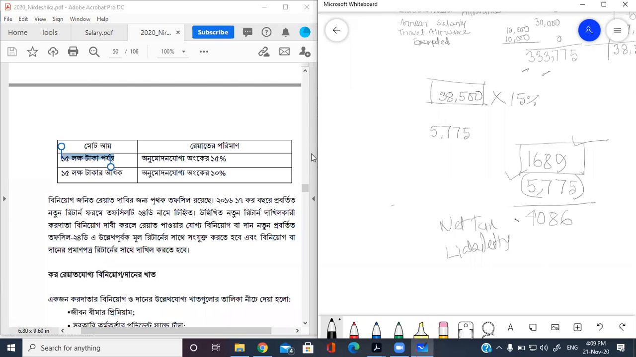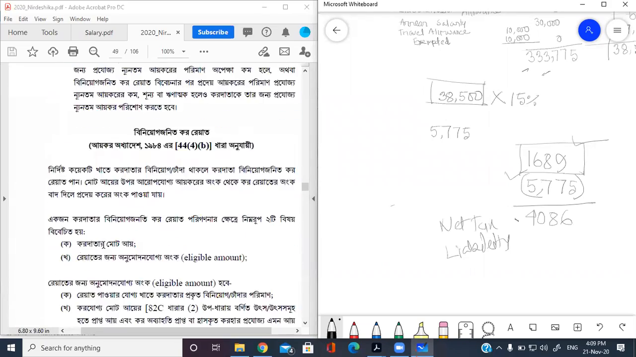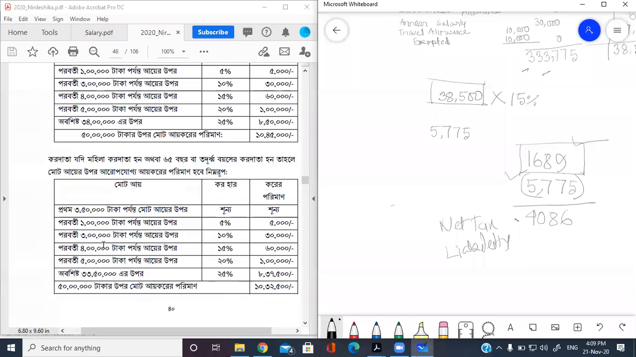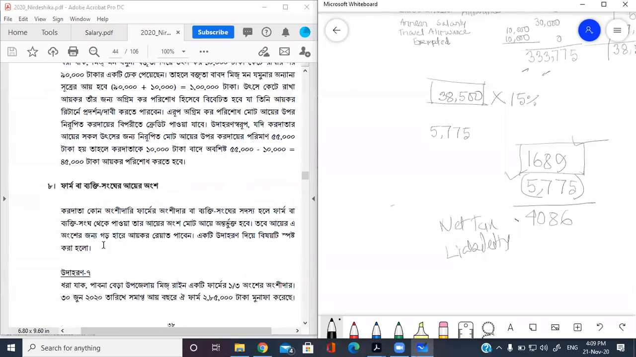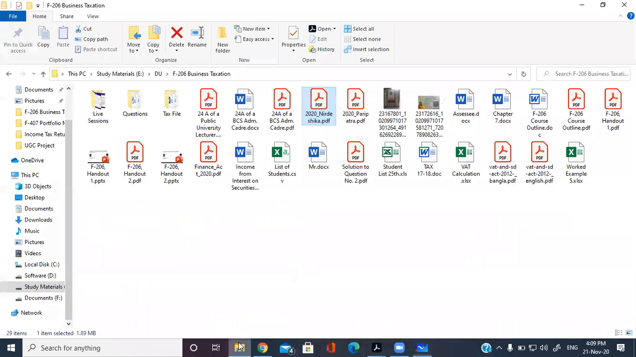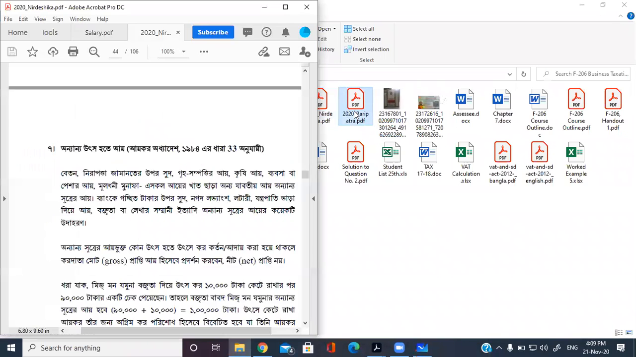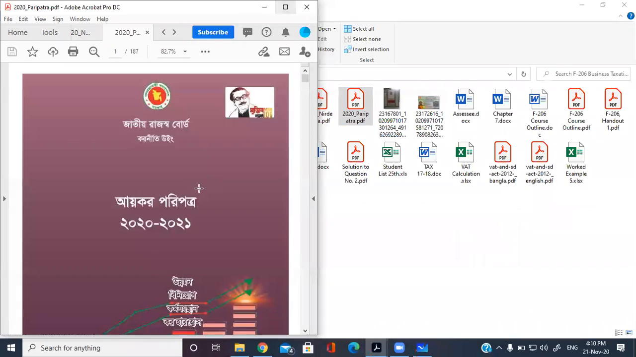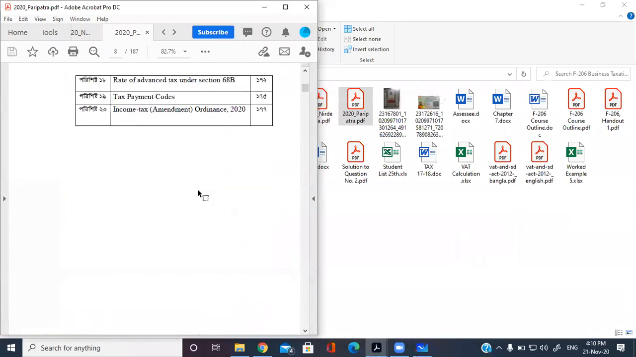Okay. But the thing is that for Dhaka North, South, and Chittagong City Corporation, now Chattogram City Corporation, the minimum tax cannot be less than 5,000. Minimum tax cannot be less than how much? 5,000.